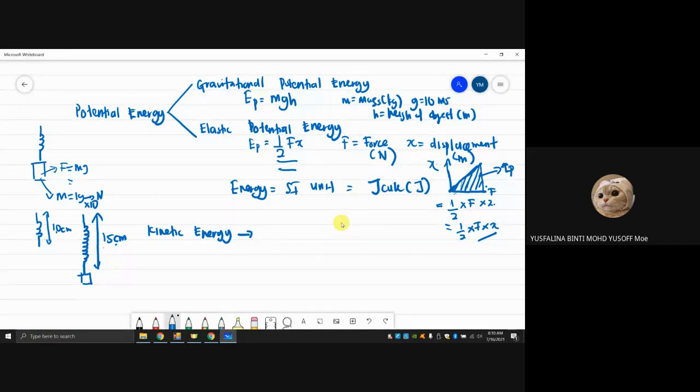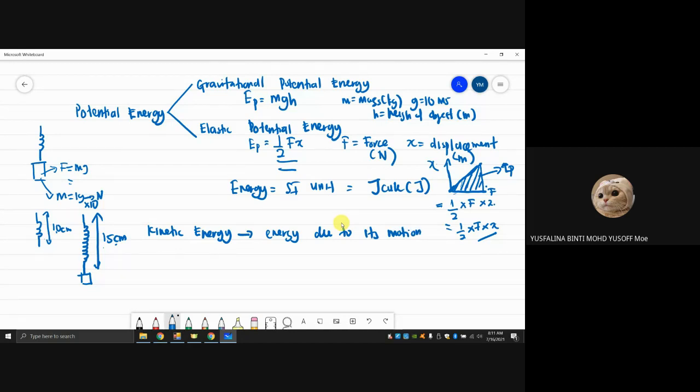Kinetic energy. So what is kinetic energy? Kinetic energy is the energy when an object moves, any object that moves. Let's say you walk, you also have kinetic energy. Let's say the ball slides down, that also has energy. Any object that has motion, we say it has kinetic energy. So this is energy due to its motion. Any object moving must have kinetic energy.